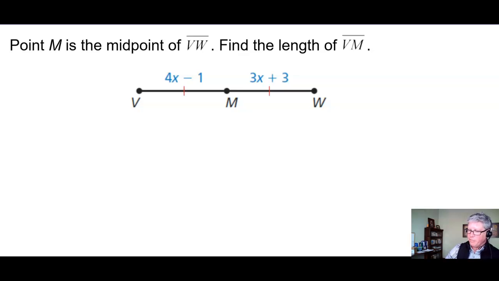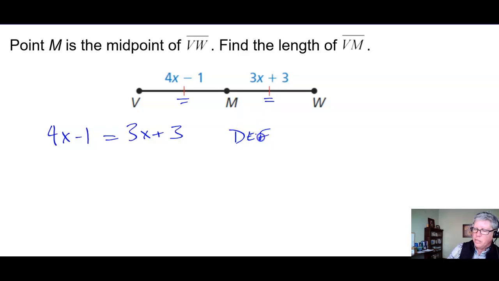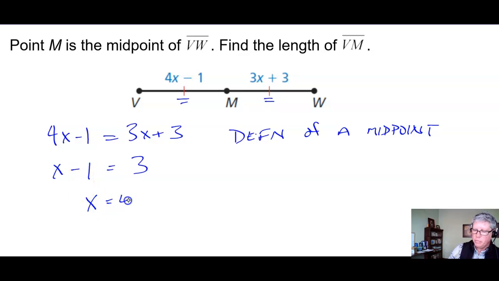Point M is the midpoint of VW. Find the length of VM. So what this means is they're equal. That's telling you to take those expressions and do something with them. If they're equal, then use the power of algebra and set them equal. That's because we have the definition of a midpoint. Since it's a midpoint, we know one side equals the other. So then we subtract 3x from both sides, add 1.